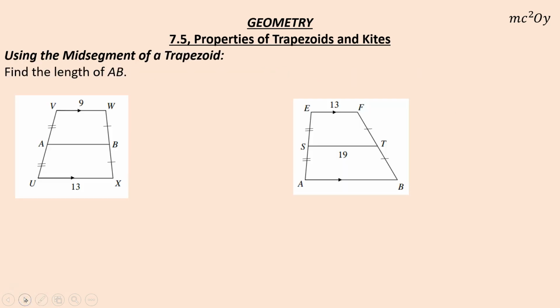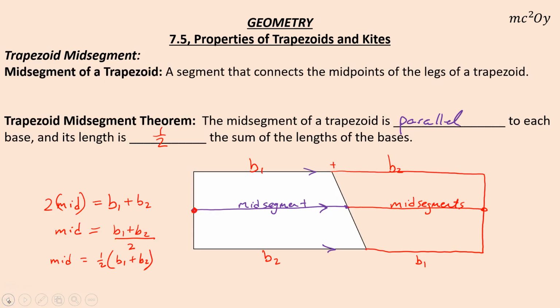Using the midsegment of a trapezoid, find the length of AB. Well, notice AB is actually my midsegment. I know that because VA is congruent to VU, and WB is congruent to BX. I should have really pointed that out here. This should be congruent to that, and these two are congruent as well.